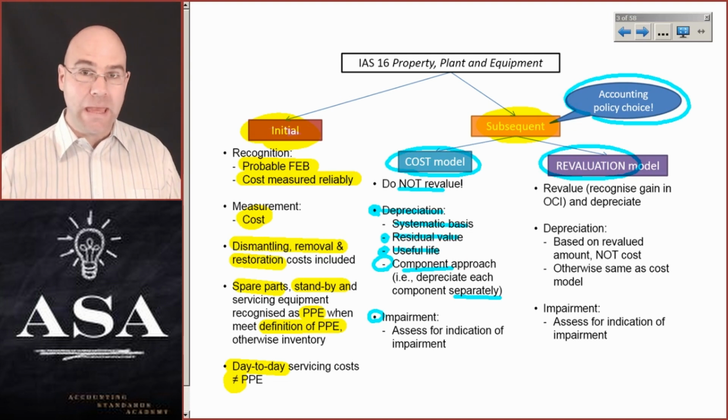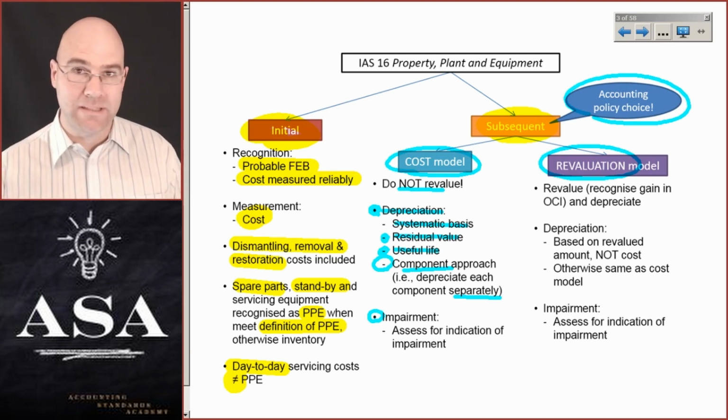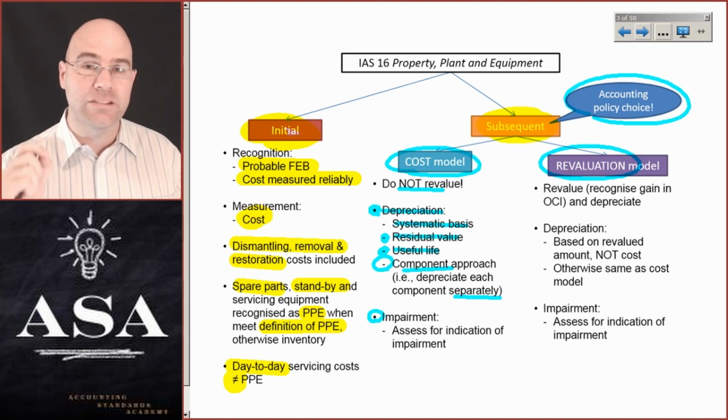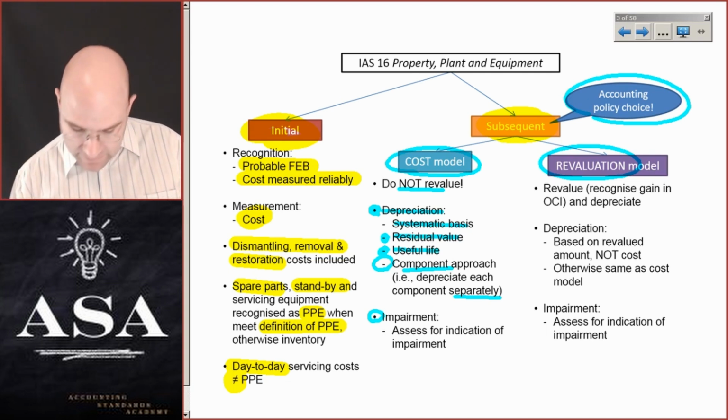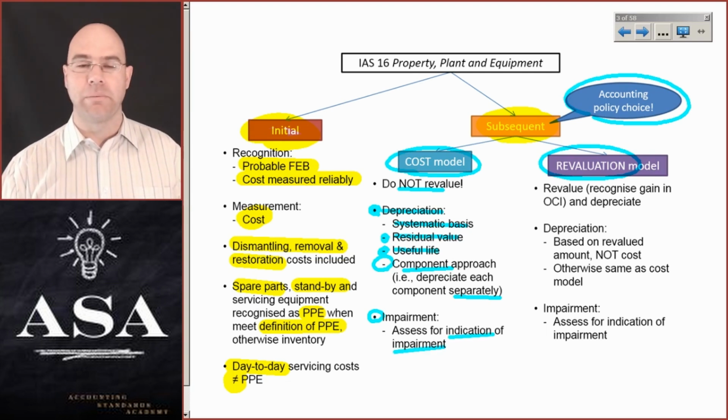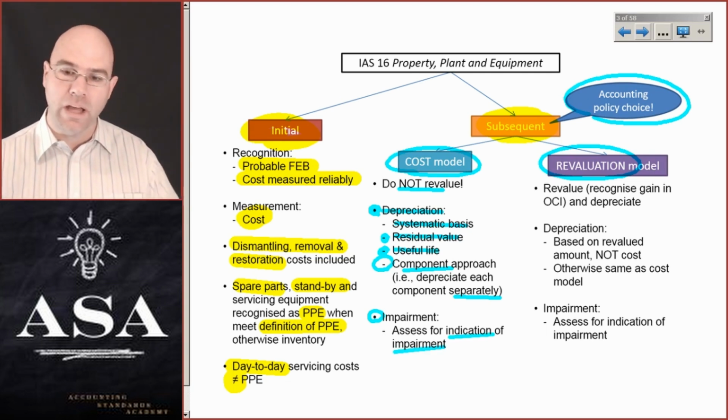We also may have an impairment, but remember we only do impairment tests in terms of IAS 36 when there's an indicator of impairment for PPE. Okay, so that's the cost model, nice and easy.